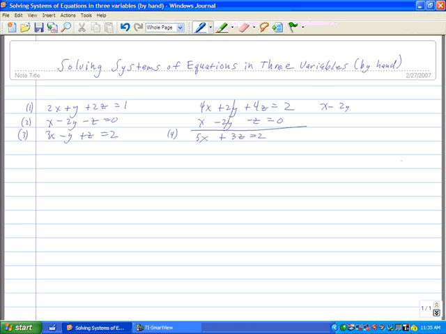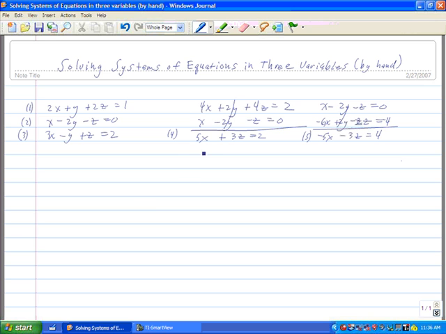Equation number 2 is fine. Equation number 3 needs to be multiplied all the way through by negative 2. So it makes that negative 6x plus a 2y minus a 2z equaling, actually, a negative 4. When I add, I get a negative 5x, the y's cancel, and minus a 3z equaling 4. And that's equation number 5.